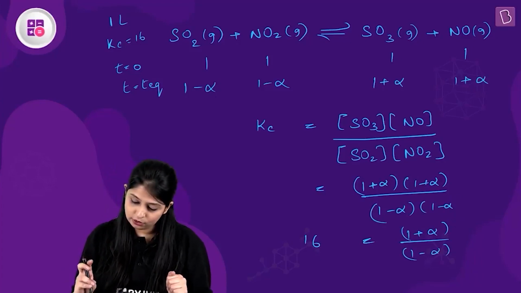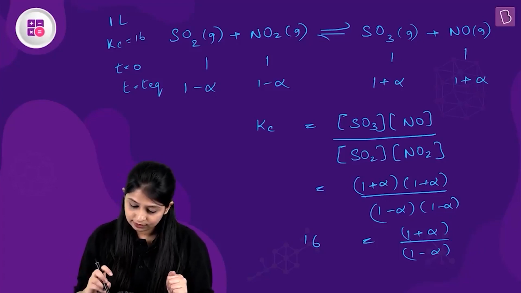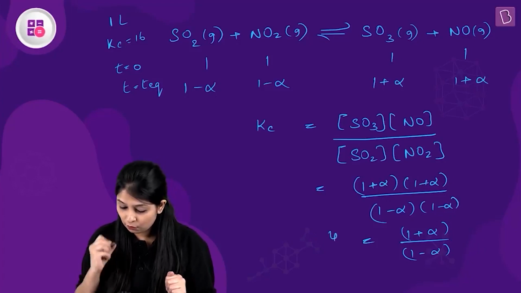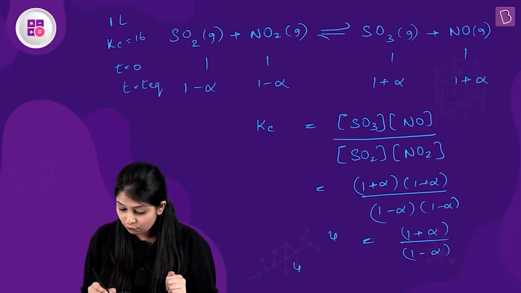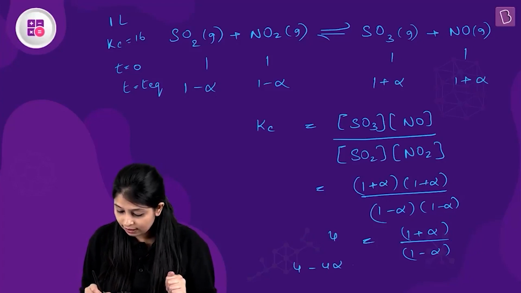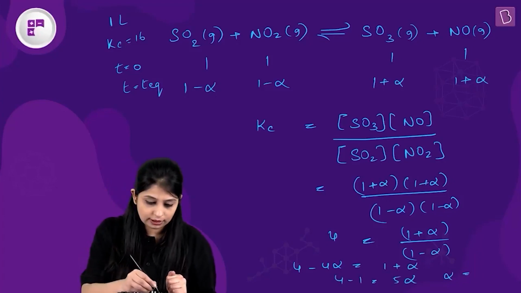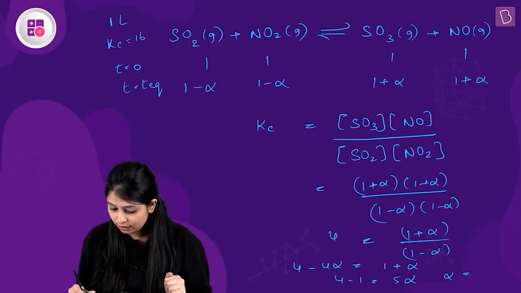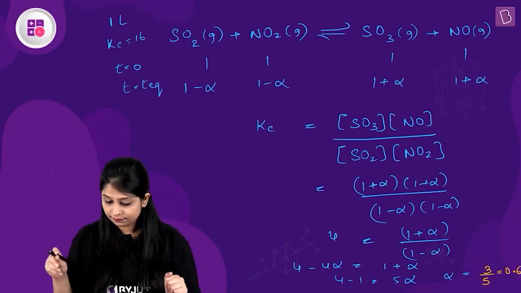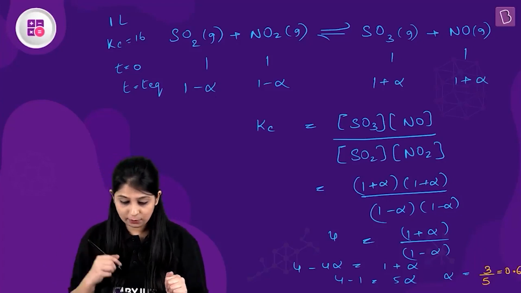If we take the square root, what would happen? 16 will become 4, right? So this becomes 4 minus 4 alpha is 1 plus alpha. Okay, so 4 minus 1 is 5 alpha. Alpha comes out to be what? Alpha comes out to be 3 by 5. That is 0.6, right? So 3 by 5 is 0.6.